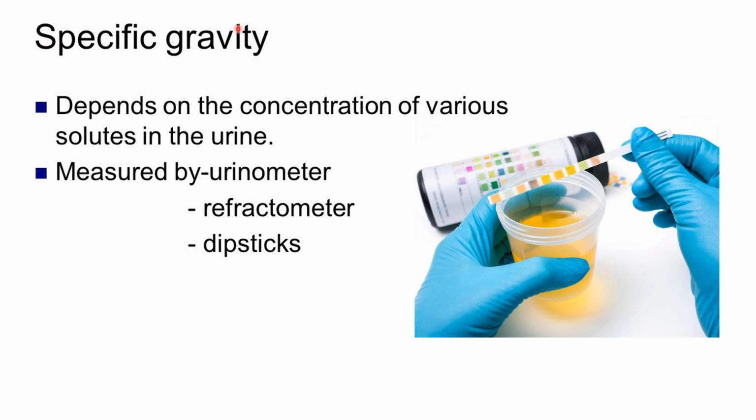Now, the specific gravity is one of the physical characteristics of urine. It depends on the concentration of various solutes in the urine and it is measured by urinometer, refractometer, or dipstick method. So, there are three methods by which the specific gravity can be measured. The dipstick method includes various reagent pads and you can perform it easily outside the lab, and each pad consists of different reagents sensitive to the chemicals or molecules it is going to detect.